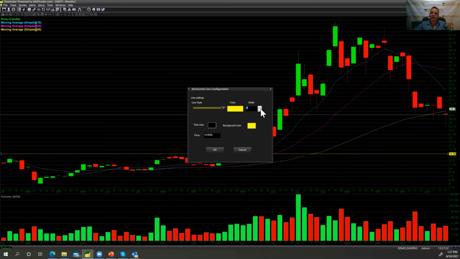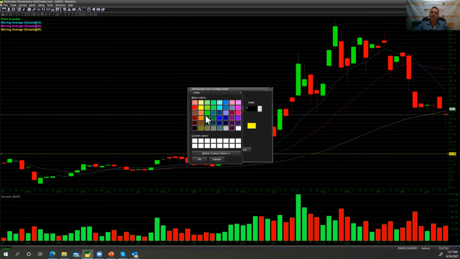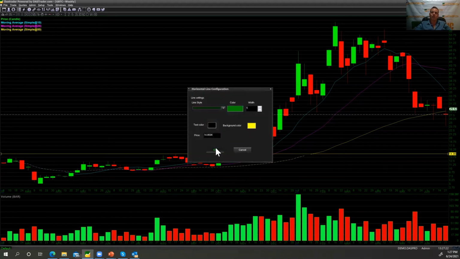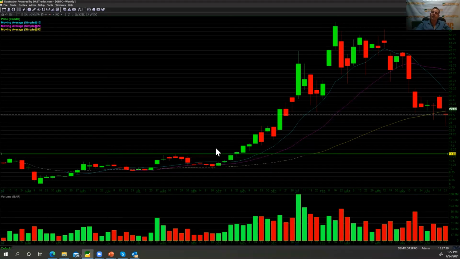And I'm just going to double click on this and show you how we can really increase the width. I'm going to make it a pretty solid 5. And I'm going to make it green. And you'd say, why am I making resistance green? Because this is also the breakout point for GBTC.